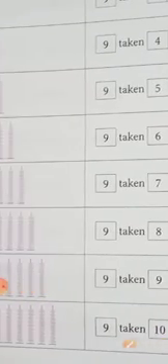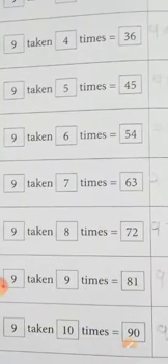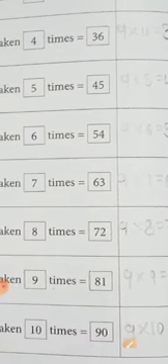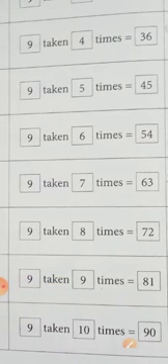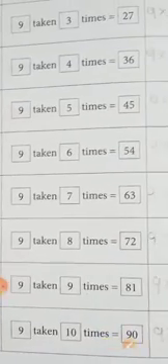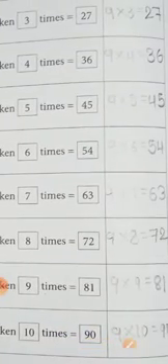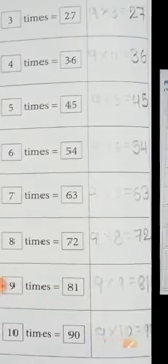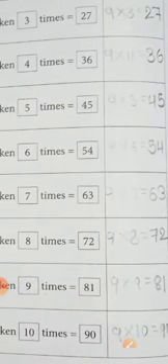9 taken 7 times. Here 9 beads taken 7 times. Answer became 63. 9 into 7 is equal to 63. 9 taken 8 times. Answer became 72. 9 into 8 is equal to 72. 9 taken 9 times is equal to 81. 9 into 9 is equal to 81. 9 taken 10 times is equal to 90. 9 into 10 is equal to 90.